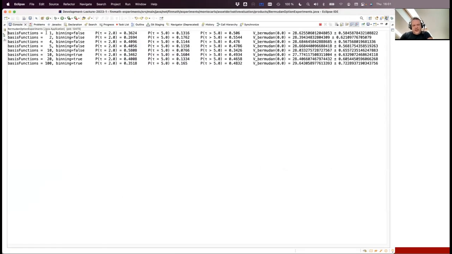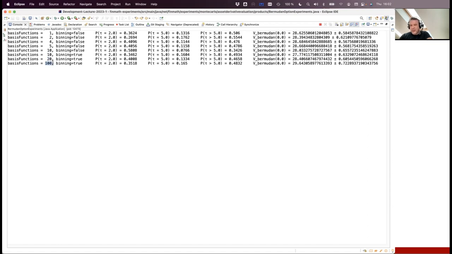Okay, so you see when you use just a single basis function, maybe the value of the Bermudan is not so bad, it should be maximized. Actually, with two basis functions, it's worse. But then four basis functions is improving it. Five basis functions is no longer improving it. With 10 basis functions, it's actually getting worse. So choosing many basis functions is not giving you the best; I would like to maximize this value, the maximum value. With bins, it's a bit different.